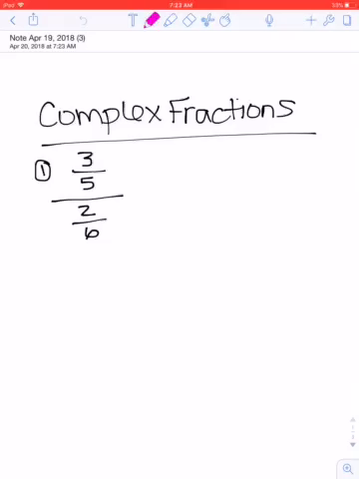If for some reason Mrs. Bennett isn't there and you need her help, make sure that you run over and ask her for help. I'm sure she'll be willing to help you. So just a quick review on complex fractions before you start on your homework tonight.